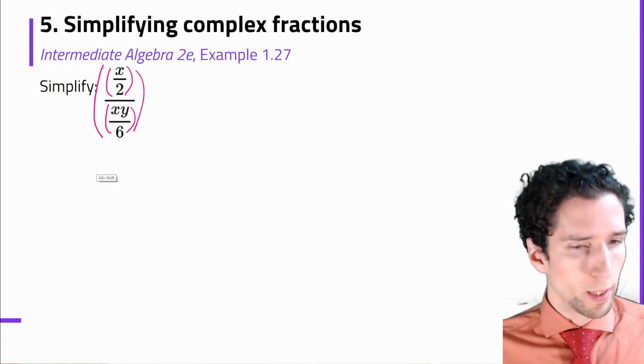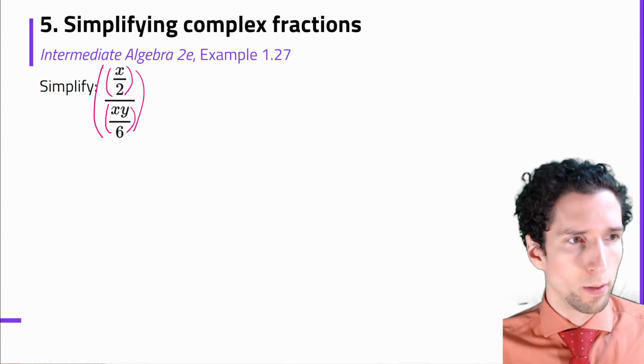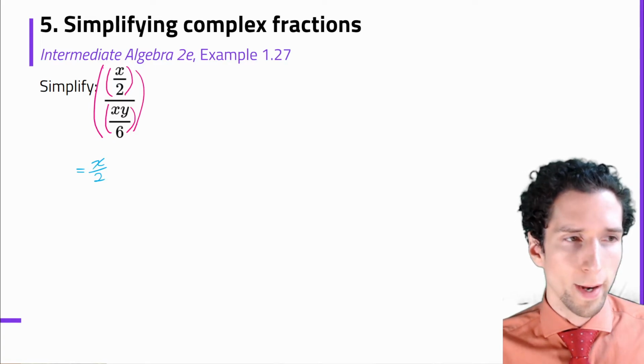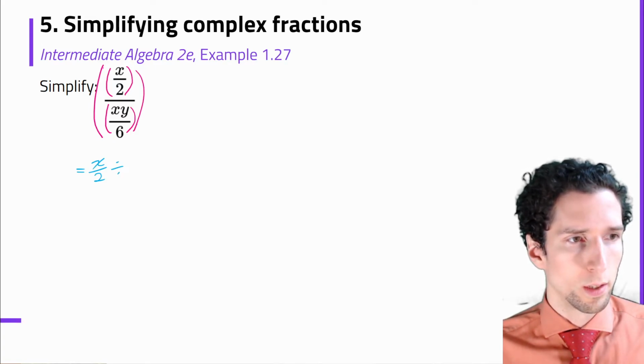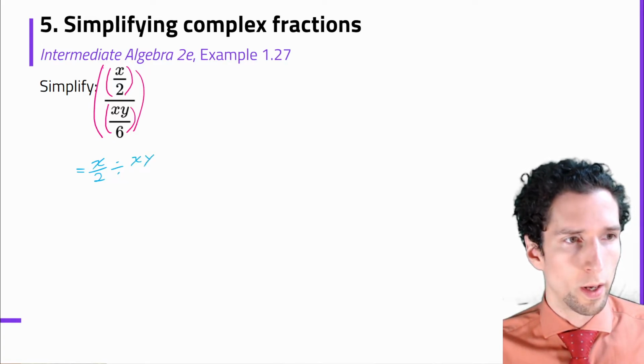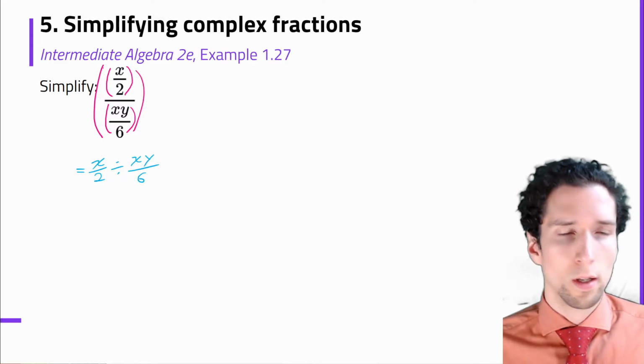But we can rewrite this and make it a bit easier to think about. So let's write this as x over 2. A fraction is the same as dividing, divided by xy over 6. Okay.